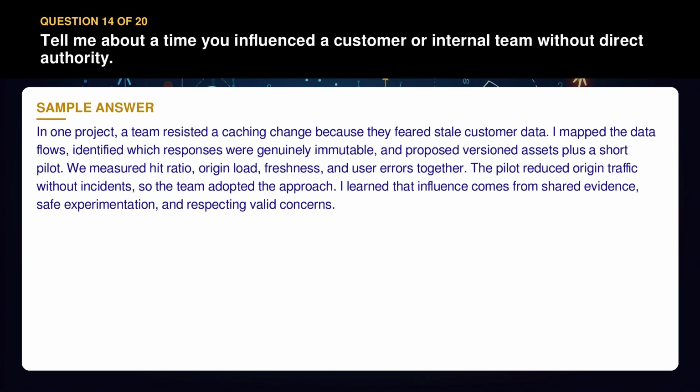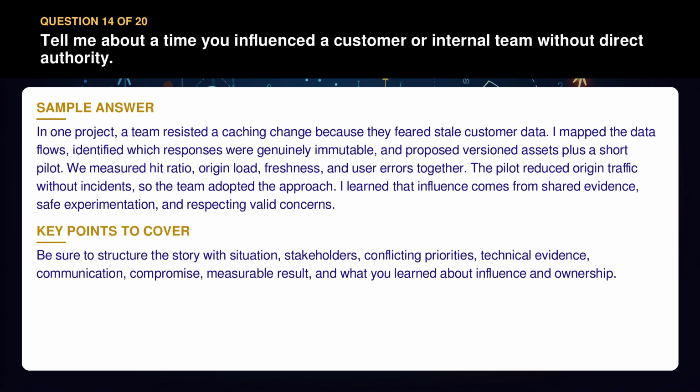We measured hit ratio, origin load, freshness, and user errors together. The pilot reduced origin traffic without incidents, so the team adopted the approach. I learned that influence comes from shared evidence, safe experimentation, and respecting valid concerns. Be sure to structure the story with situation, stakeholders, conflicting priorities, technical evidence, communication, compromise, measurable result, and what you learned about influence and ownership.